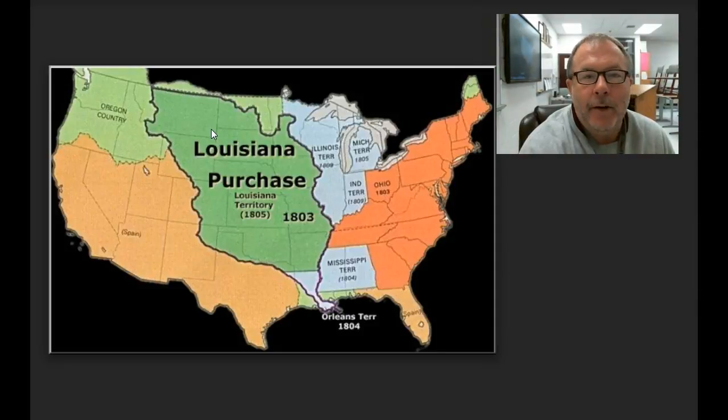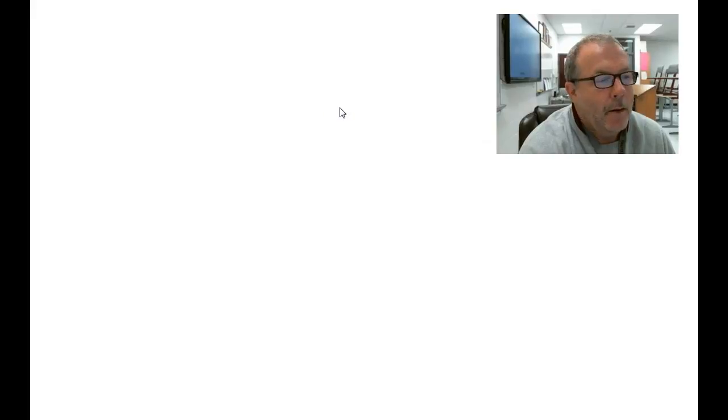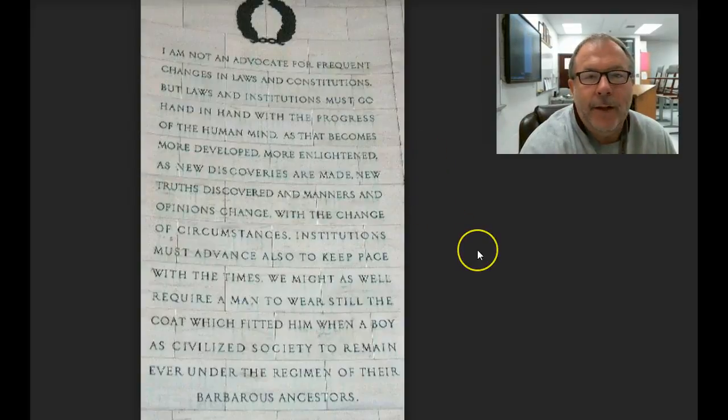And from the map here, you can see that it doubled the size of the United States, and it was a purchase that amounted to about 3 cents an acre. The problem is this leads Thomas Jefferson to become a loose interpreter of the Constitution, or a loose constructionist.